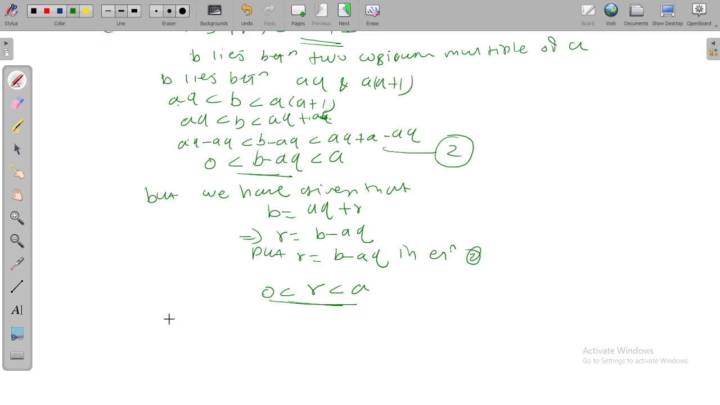Then from case 1 and case 2, we get 0 equal to R and 0 less than R less than A. By these two we get 0 is less equal R less than A. Here हमने प्रूव किया है कि there exist Q and R such that 0 is less equal R less than A.